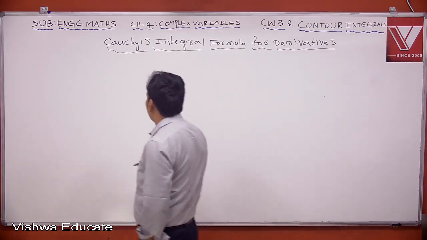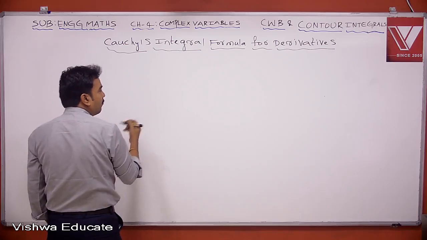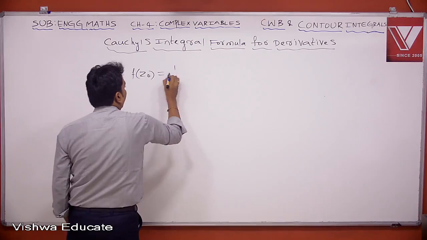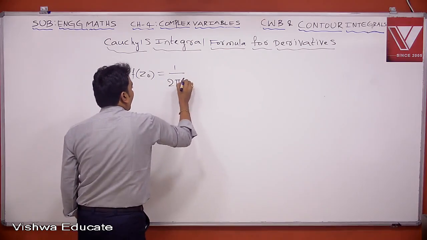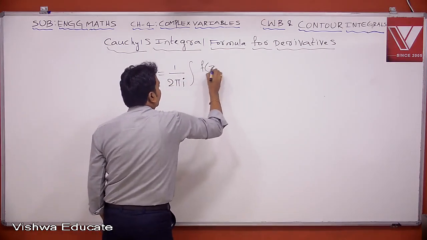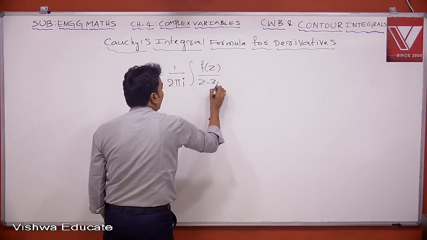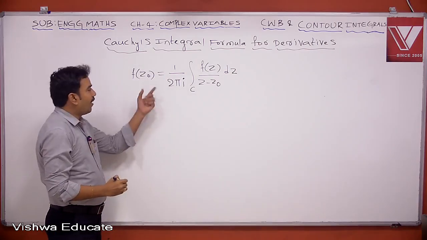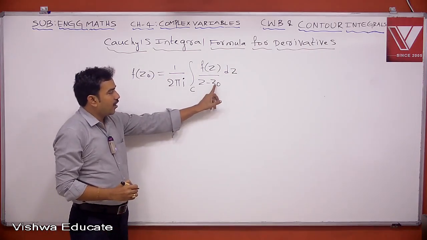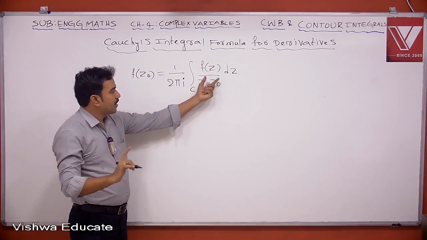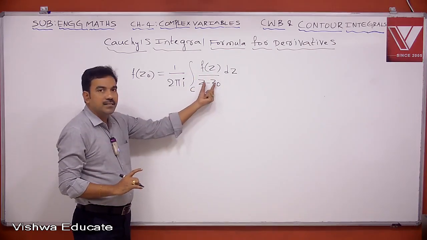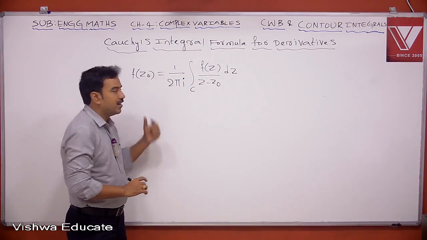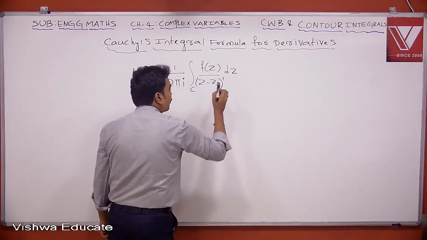Now in the last session we have seen Cauchy's integral formula for normal functions. The formula will be like this: f of z naught equal to 1 by 2 pi I into integral f of z by z minus z naught dz over the contour C. Now this is the value of f of z naught. Here the power of z minus z naught is only 1. So in that case, integral f of z by z minus z naught dz over C is 2 pi I times f of z naught.